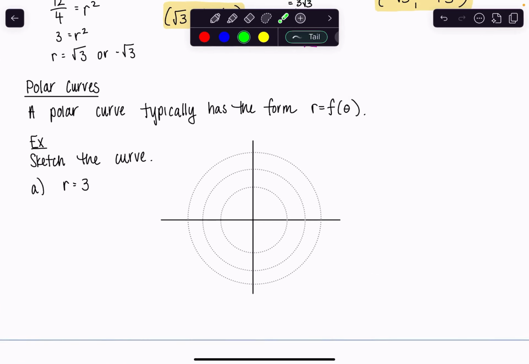Well, if you think about that, theta isn't involved at all. So a lot of times the way I like to go about these is I like to pick angle values and then figure out what r needs to be. But in this case, no matter the angle you pick, your radius is 3. So when theta is 0, r is 3.